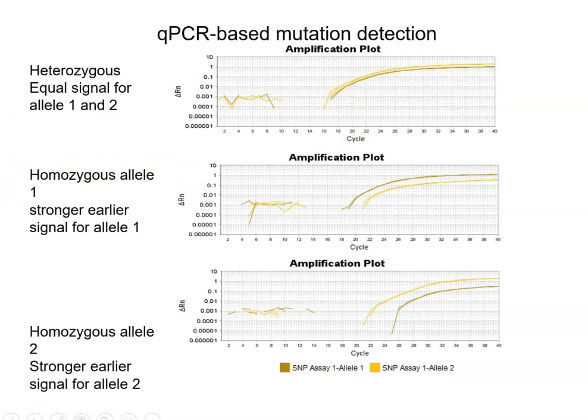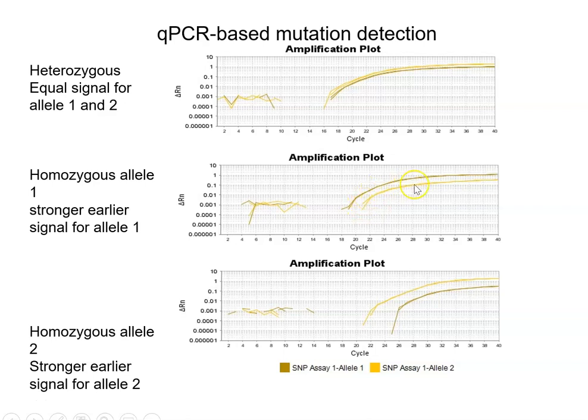If we're dealing with a sample that's homozygous for allele 1, so in brown is allele 1, in orange is allele 2 in this particular example, what we can see is that for the homozygous allele 1 sample, the probe for allele 1 has been detected earlier than allele 2, and the total amount of fluorescence is much larger for allele 1, and this is likely to occur because this sample is homozygous for allele 1.